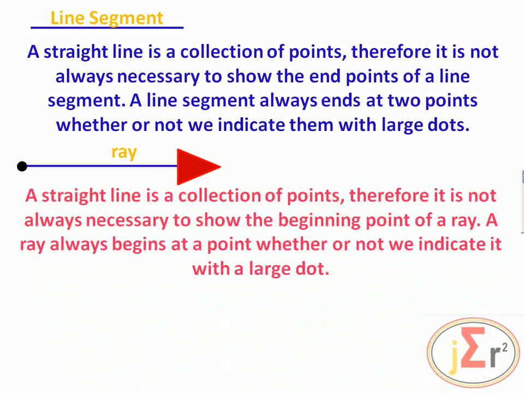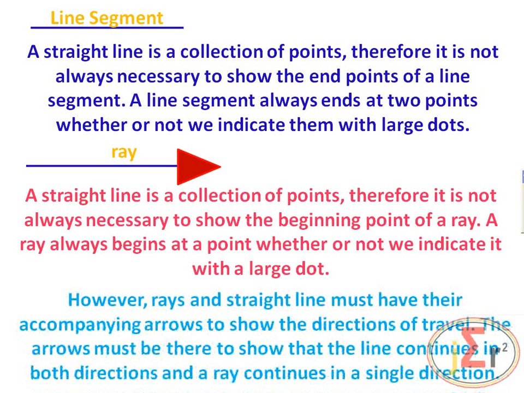Ray. A straight line is a collection of points. Therefore, it is not always necessary to show the beginning point of a ray. A ray always begins at a point, whether or not we indicate it with a large dot. So even if we do not have the large dot at the end, it does not mean that we do not have a beginning point, because the line segment is a collection of points.